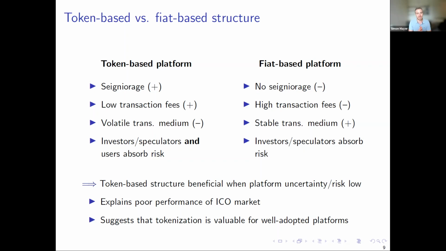However, this also suggests that tokenization, or issuing tokens, or implementing a token-based platform can be beneficial for well-adopted platforms.